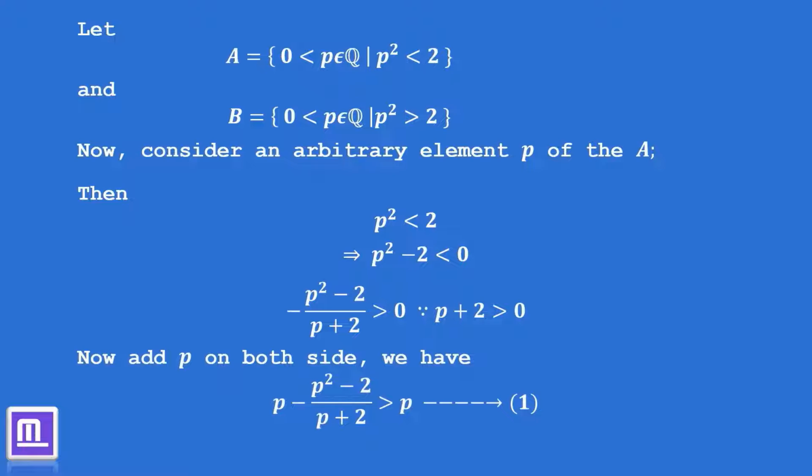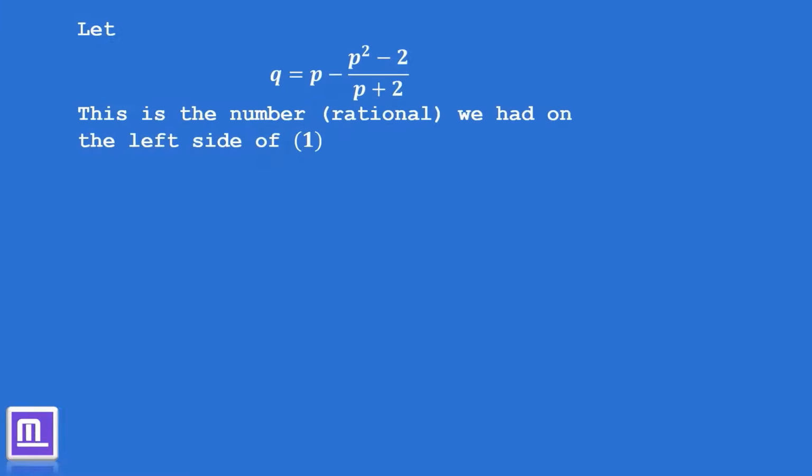Now add p on both sides, then we will get an inequality. Please note this inequality as 1, and this inequality is p minus p square minus 2 divided by p plus 2 is greater than p. Let q be equal to p minus p square minus 2 divided by p plus 2. This is the rational number we had on the left hand side of 1.